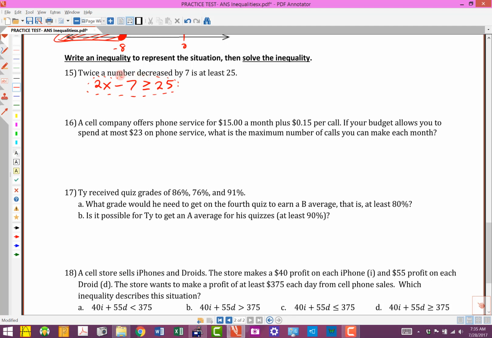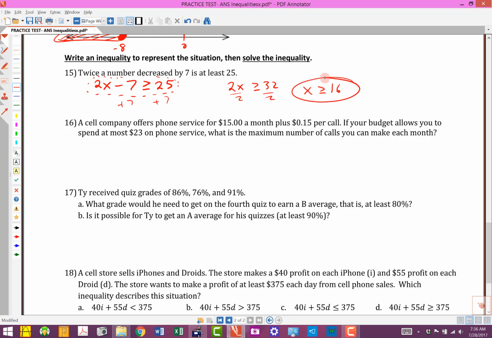And then we want to solve that inequality, and hopefully we're pretty good at this by now. So let's go ahead and add 7 to both sides. So that would be 2x greater than or equal to 32. We're going to divide both sides by 2, so we're going to have x is greater than or equal to 16.